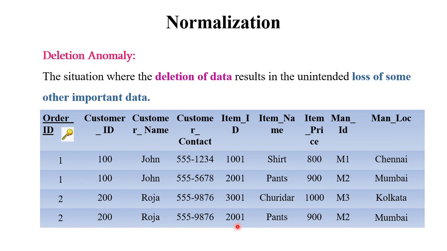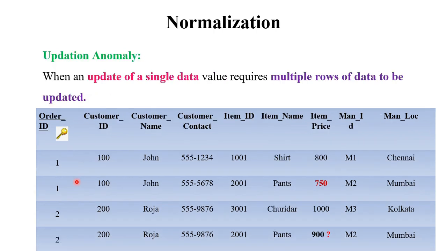Okay, and the next one is deletion. For example, if we delete this value 900 from the table, then this row is inconsistent. This is what is called deletion anomaly. And the third one is updation anomaly. For example, in the second row, you can see the pant price is 750, which is the updated or new price. The same pant price in the fourth row is 900, which is the old value. So this value has to be updated. This is a change or updation on one cell or one value in a table, which is creating an updation anomaly.